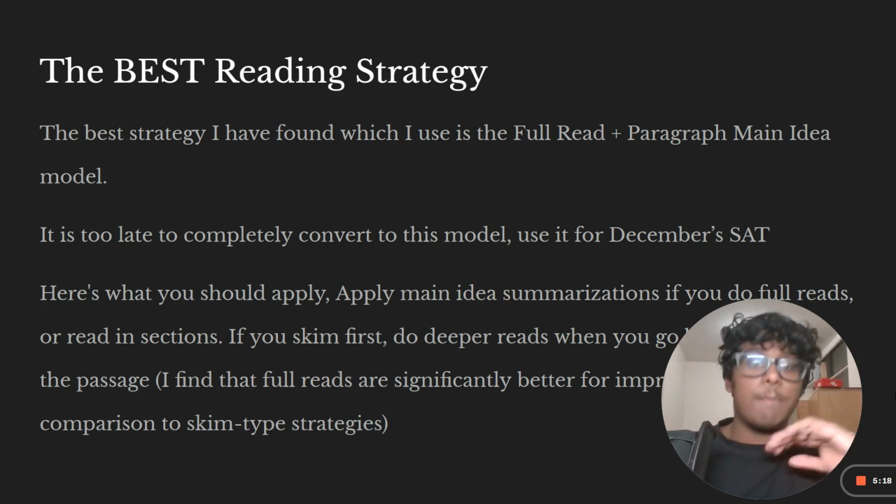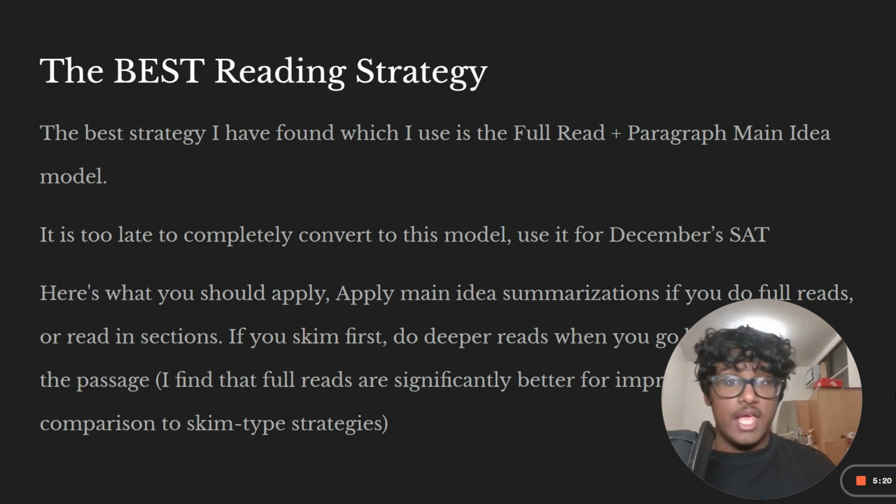It's too late to completely convert to this model, right? If you want to actually use this model, use it for December's SAT, right? Because you have 2 days until November. Here's what you should actually apply, right?